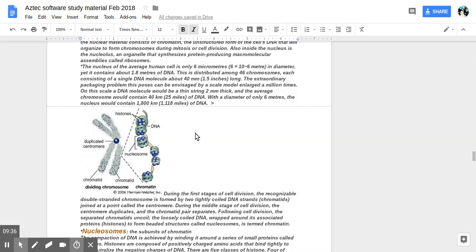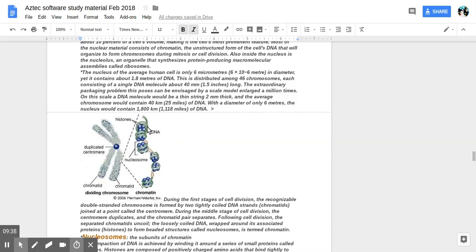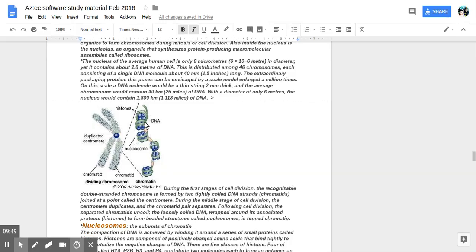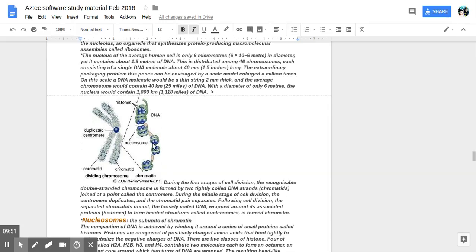So this is a diagram showing the DNA. You have histones, proteins, which wrap around and help compact the DNA material.